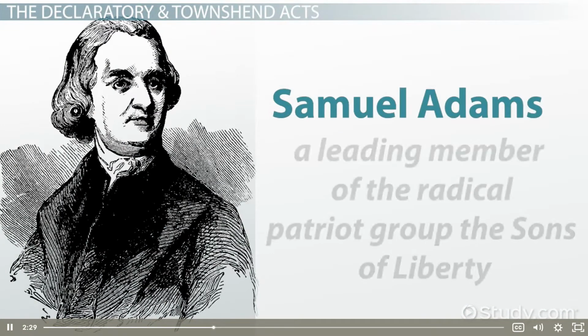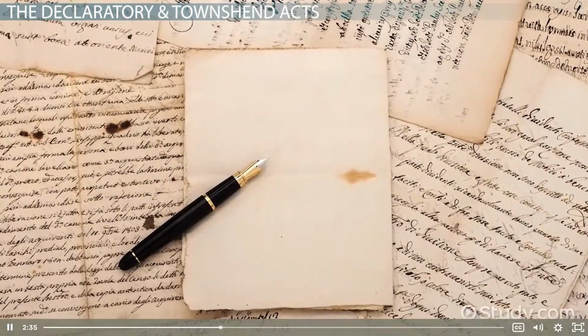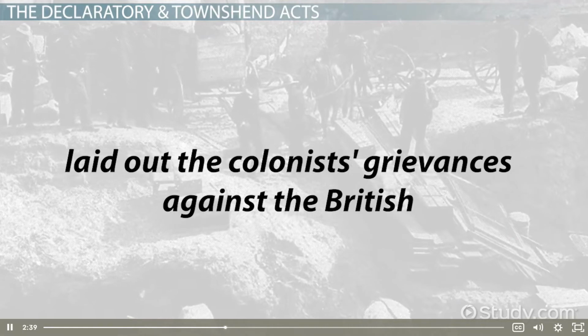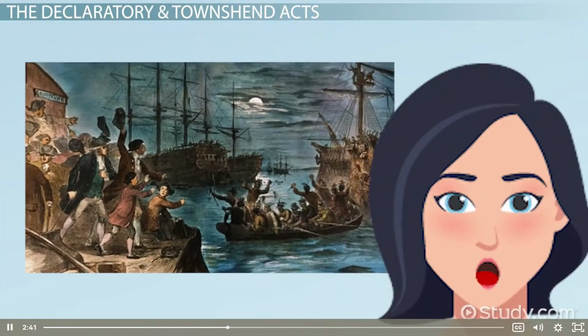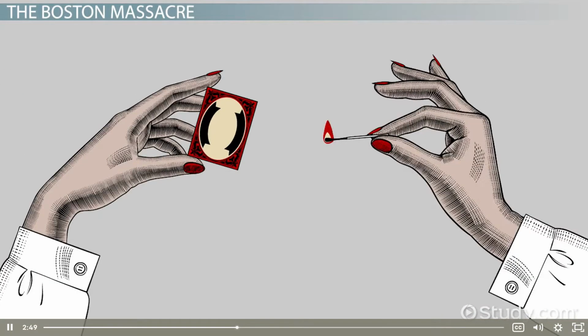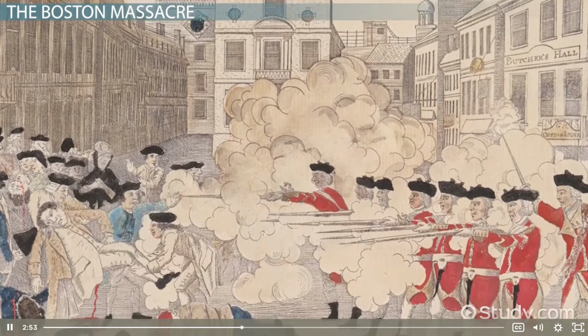Samuel Adams, a leading member of the radical patriot group the Sons of Liberty, took the opportunity to write the Massachusetts Circular Letter and laid out the colonists' grievances against the British and the actions that could be taken. Colonial resistance and an increase in British soldiers was a disaster waiting to happen. Every fire needs a match. There had been clashes between citizens and soldiers, one in which a child was killed.